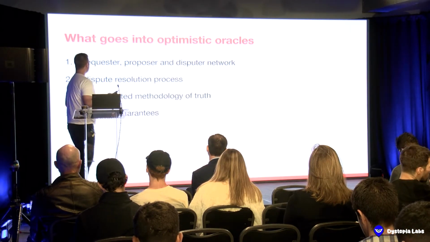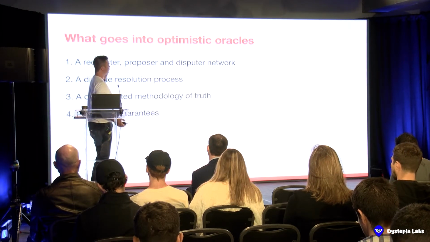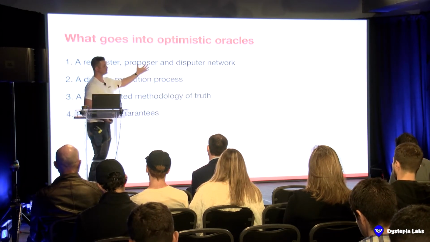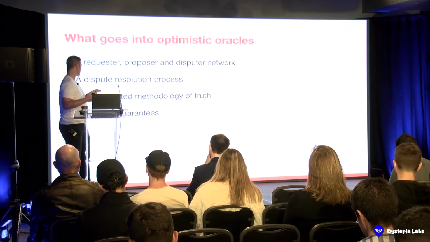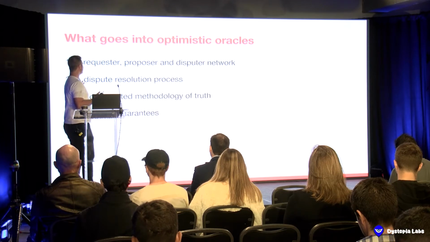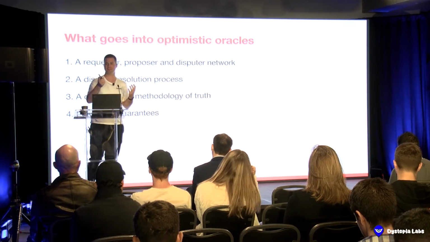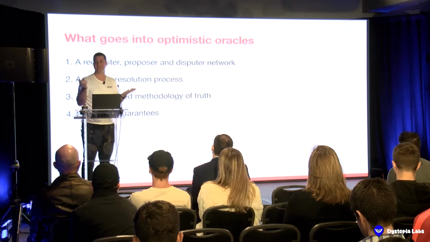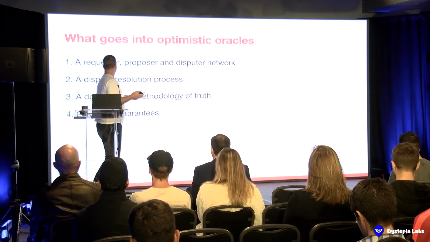So what goes into an optimistic oracle? The first is we need a requester, proposer, and disputer network. And we're going to talk about how all of those come into play in a second. We need some kind of a dispute resolution process. If you say something is true and I say, wait, no, it's not, how do we tell who's right? We need a way to be able to do that.